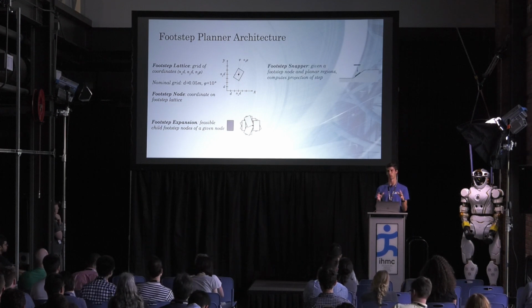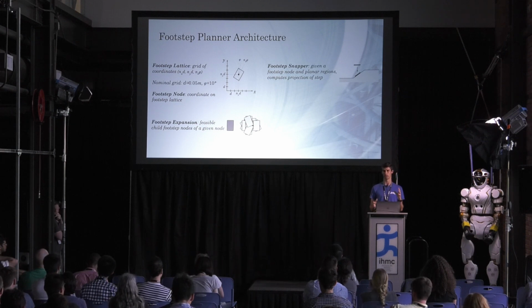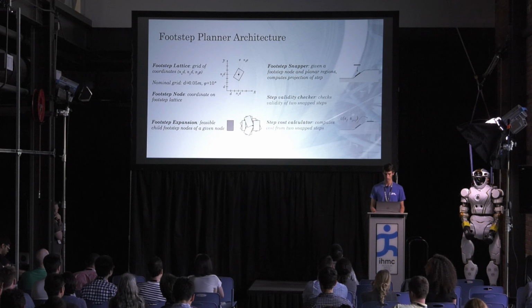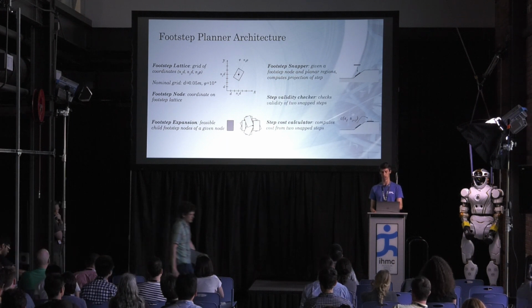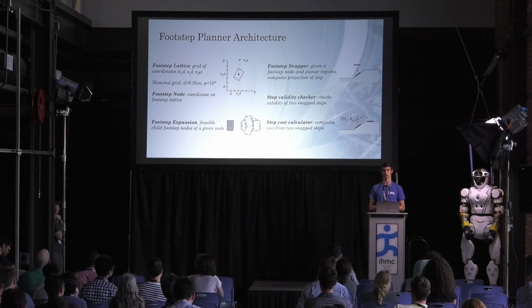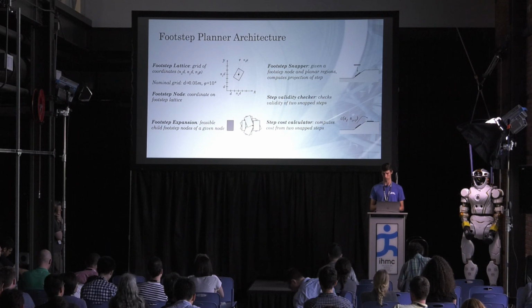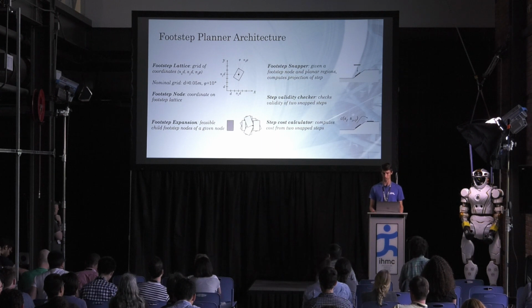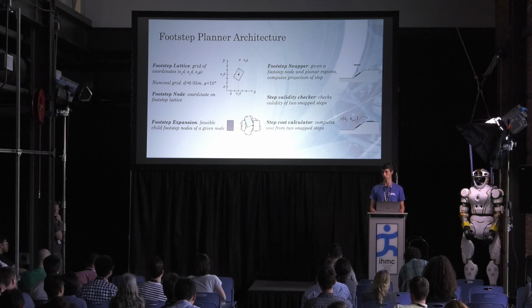To go from this lattice representation to position and orientation, we have a snapper, which takes in this point on the lattice and snaps it to the planar region. Then we have a checker, which, after we've snapped the footsteps, checks whether the step is valid given maximum step height and step length, because the lattice is just a planar representation. And then we also have a cost calculation based on these snapped steps. Usually what we use is just a simple heuristic for distance and a yaw weight.